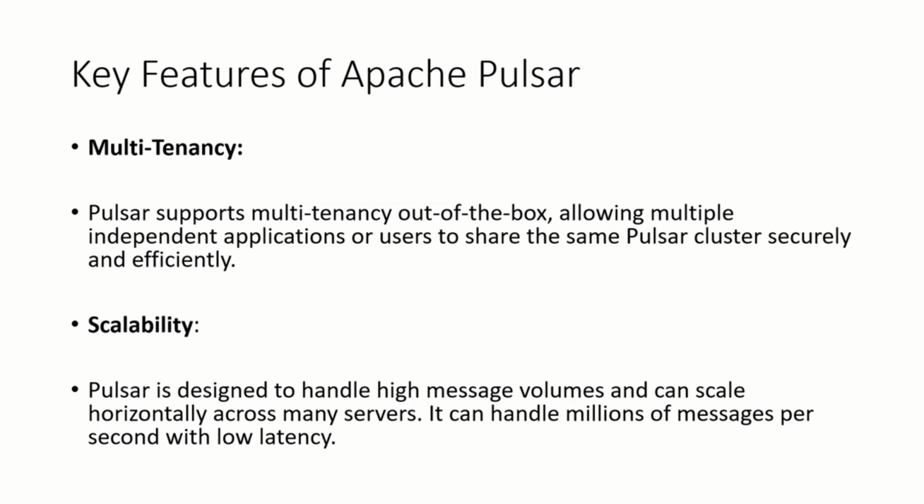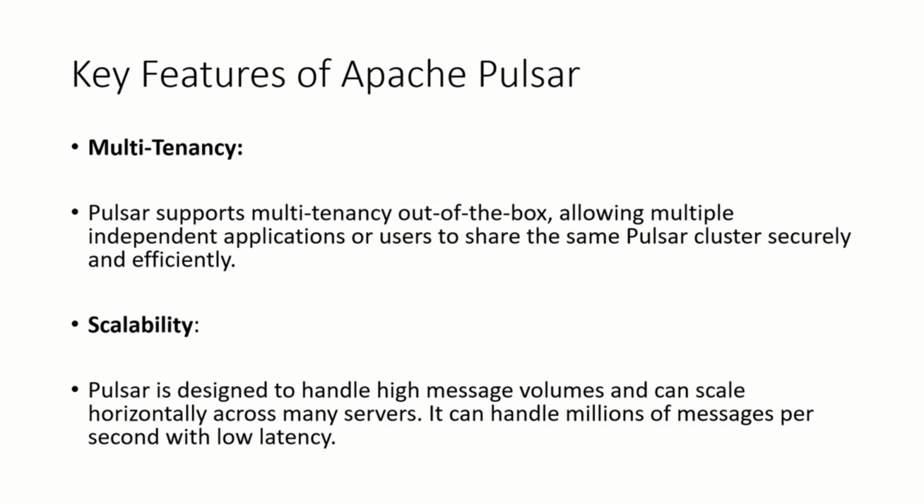So the key features of Apache Pulsar are, the first one is multi-tenancy. What does it mean? Let me describe that. Pulsar supports multi-tenancy out of the box, allowing multiple independent applications or users to share the same Pulsar cluster securely and efficiently. So this is what multi-tenancy means. Apache Pulsar allows multiple independent applications or users to share the same Pulsar cluster securely and efficiently, which is an out-of-the-box feature of Apache Pulsar.